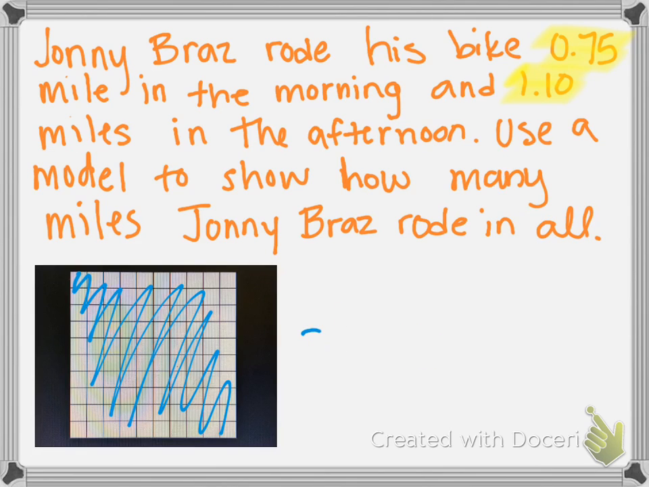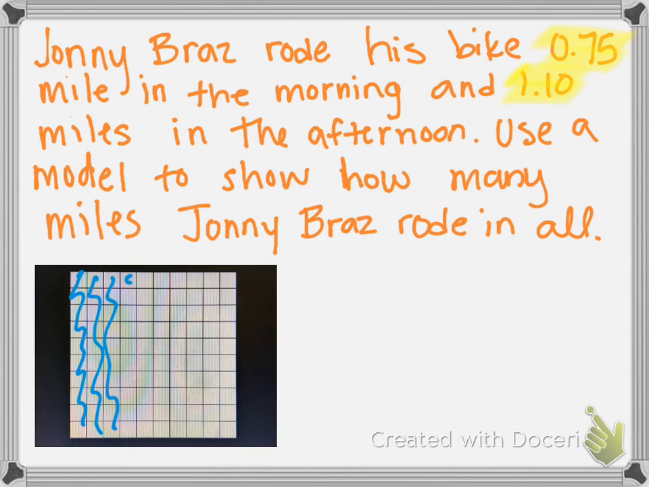He rode 0.75 or 75 hundredths of a mile. So what that is telling me is I can't fill out a whole square, 100 square, because he didn't ride a whole mile in the morning. Just 75. So I'm going to fill out 75 of the 100 squares, which, to do this quickly, you know that one whole row is 10. So 10, 20, 30, 40, 50, 60, 70, and then 1, 2, 3, 4, 5. So this is how I would represent 0.75.